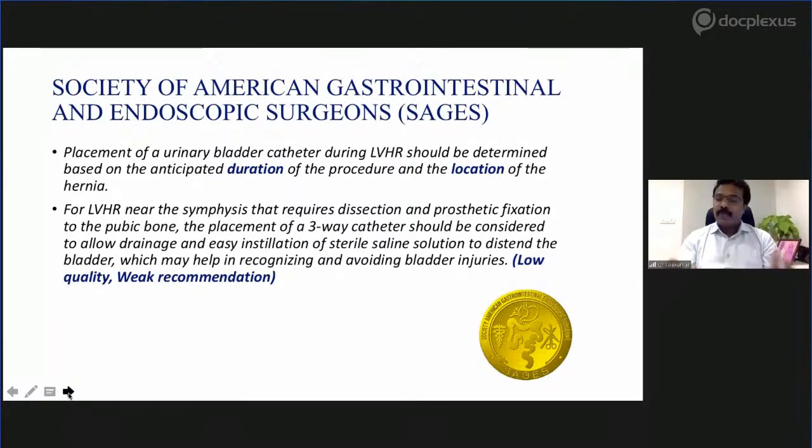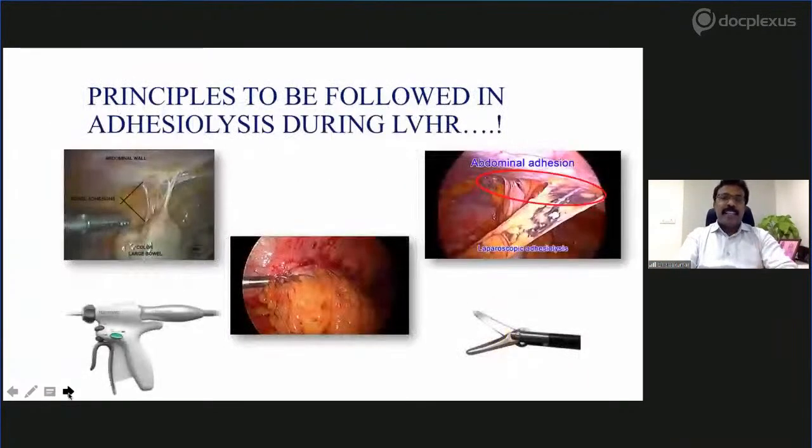Near the symphysis pubis, as you all said, it's a must, because there's a chance of bladder injury when there is adhesion. So I think we can jump over to the next question, as the time limit is less. Adhesiolysis during the laparoscopic ventral hernia repair. Doctor.